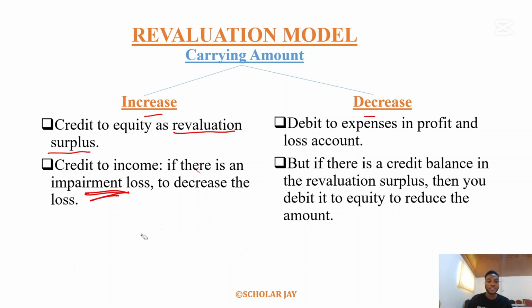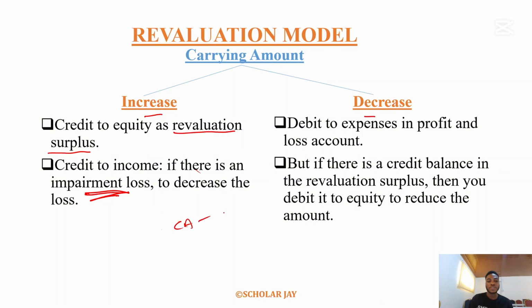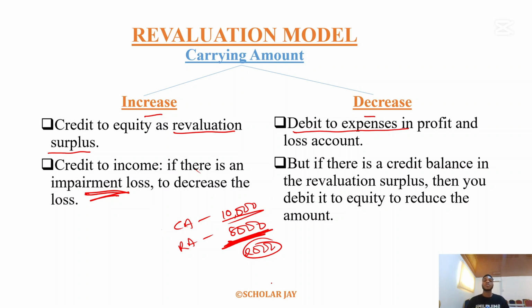When there is a decrease, this is the case where your current amount is 10,000, but then the revalued amount is 8,000. You realize that this is a revaluation loss, right? It's a loss. So what we are saying is that you are losing on the cost of the asset, because you have 10,000 in your books, and right now you are reducing it to 8,000. So the 2,000 becomes a loss. We are saying that you debit it to your expenses in the P&L account as revaluation loss.